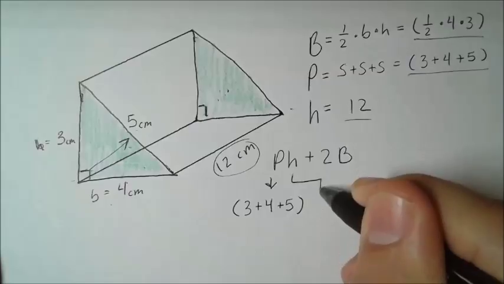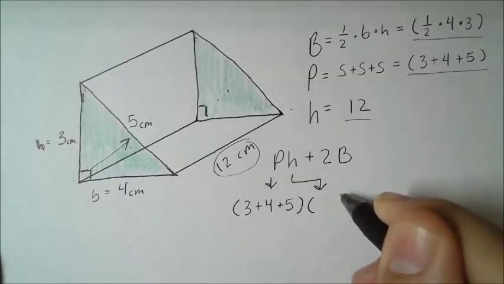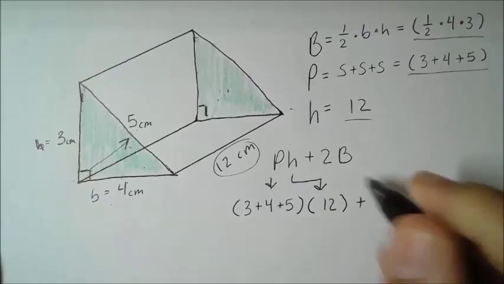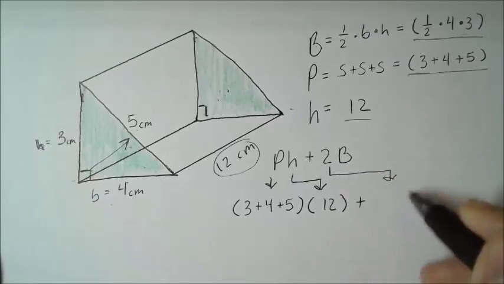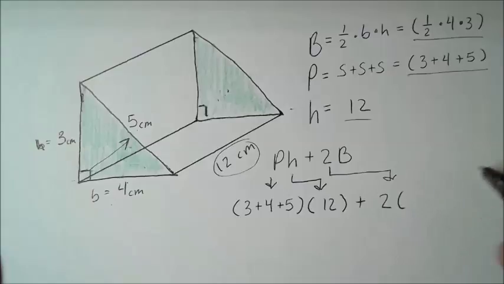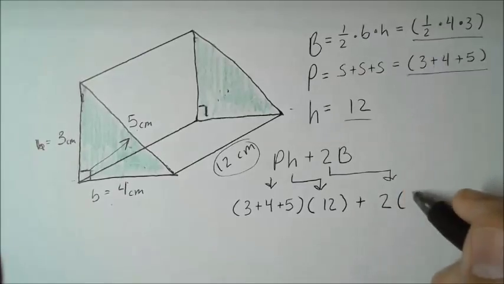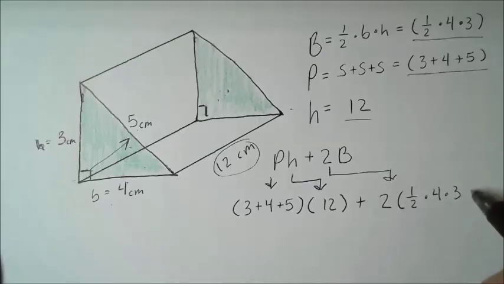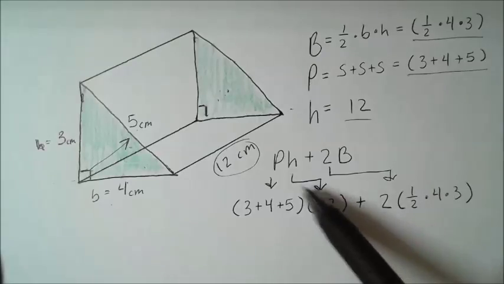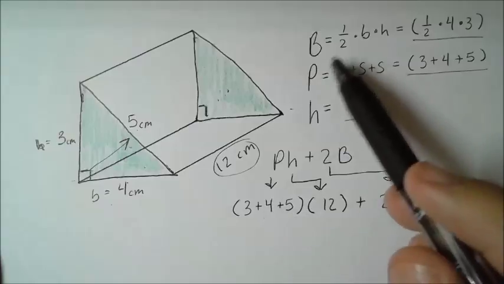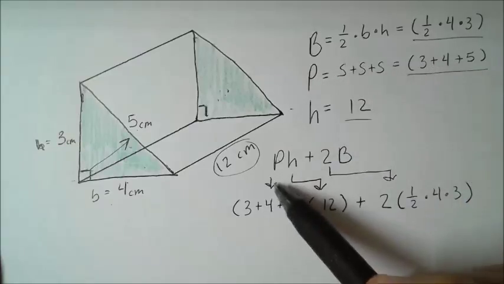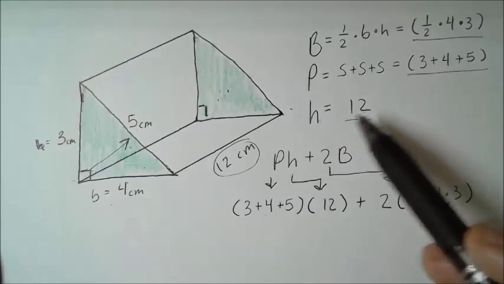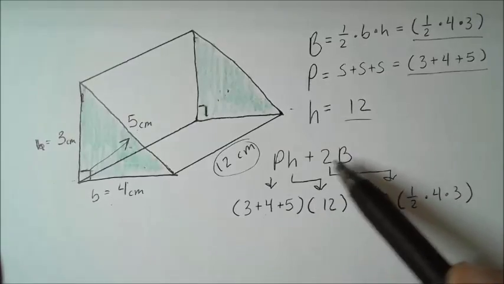Now I'm going to go ahead and plug in my h, and my h is 12, and then we're going to add that to my coefficient of 2 times the area of the base. Well, the area of the base is 1/2 times 4 times 3. Now notice all I did was plug in my numbers. P, I said, okay, well, P is 3 plus 4 plus 5, so I'll plug that in for P, 3 plus 4 plus 5. My H is 12, just like my H is 12. And 2 times the area of the base.